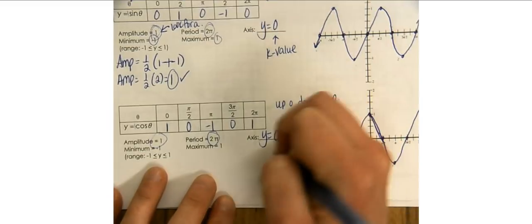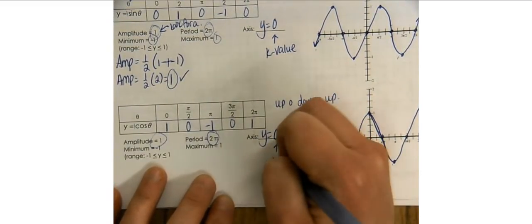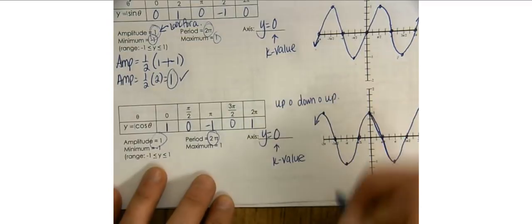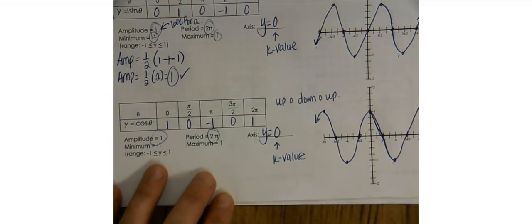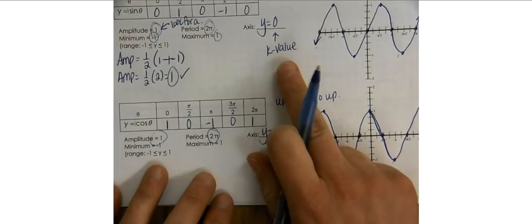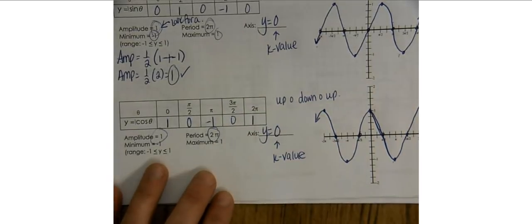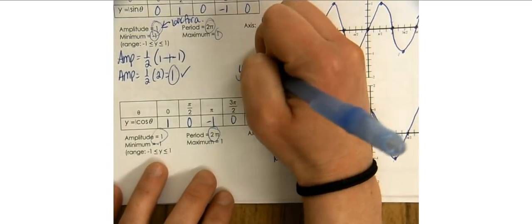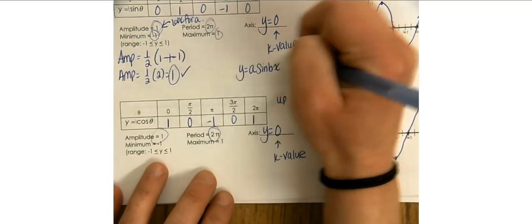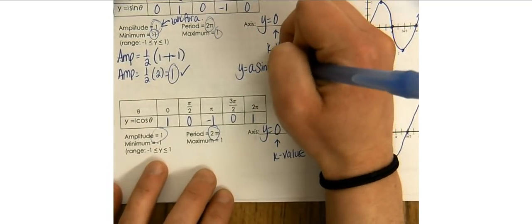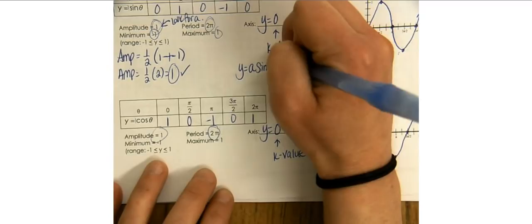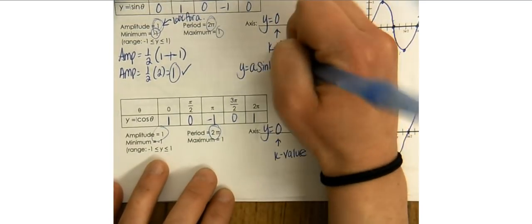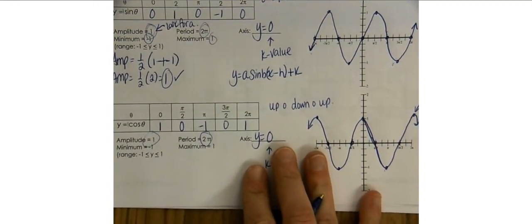So in a couple of lessons, we're going to be learning how to graph sine and cosine waves using A's, H's, and K's. Your K value is going to be whatever you're adding or subtracting at the very end. So eventually we're going to get to y is equal to A times the sine of B times x minus h, and then you're going to have plus k. So that's where we're heading.